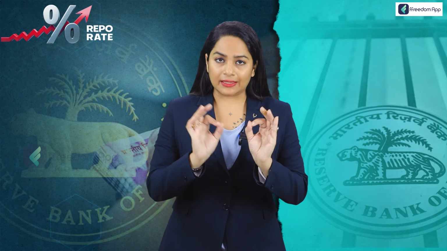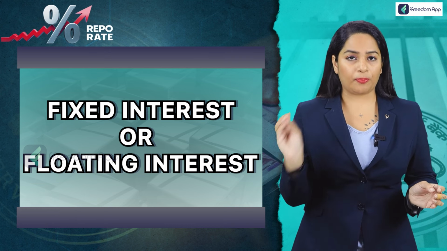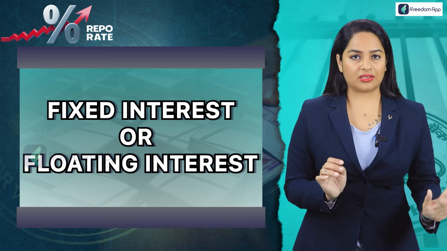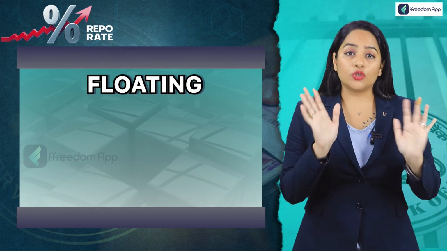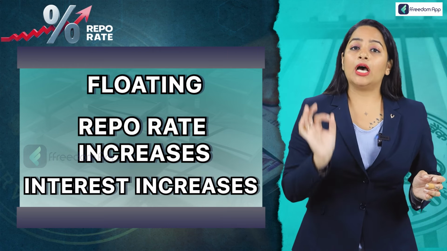So basically, the thing is, when you're opting for the interest, you have two choices here, fixed or floating. So if you don't want the repo rate to affect your interest which you're paying and you want to pay the same throughout the tenure, you should opt for fixed interest rate. And when it comes to floating, you should always know if the repo rate increases, you will actually pay a lot of interest.